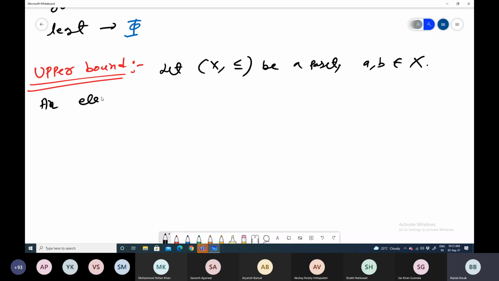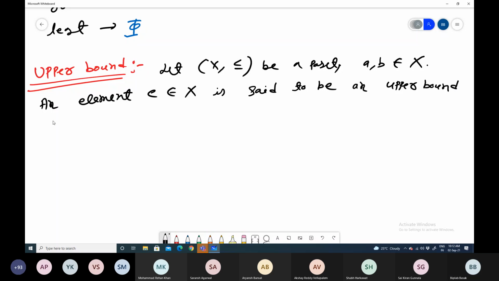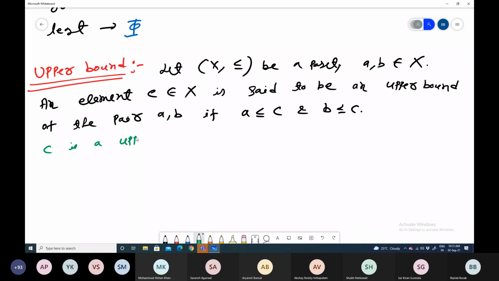Now an element C belonging to X is said to be an upper bound of the pair A, B if A less than or equal to C and B less than or equal to C. Or you can say that C is an upper bound of the set {A, B}. You can say that one as well.